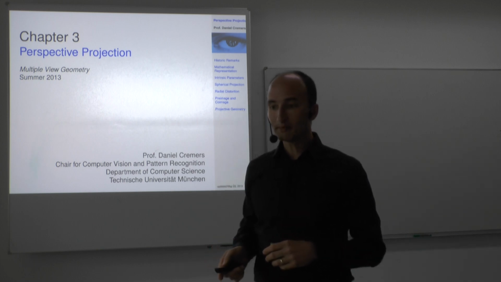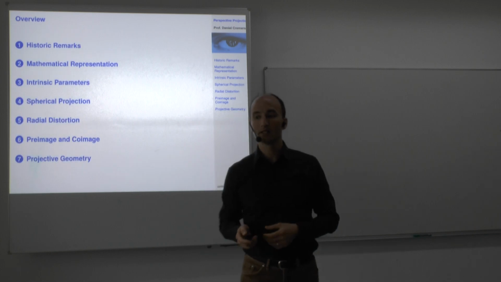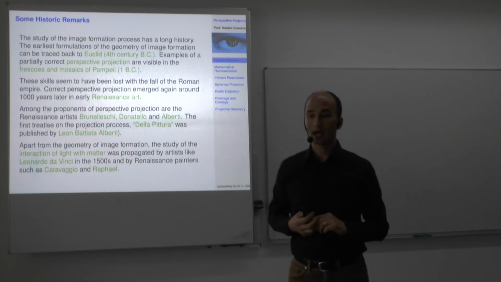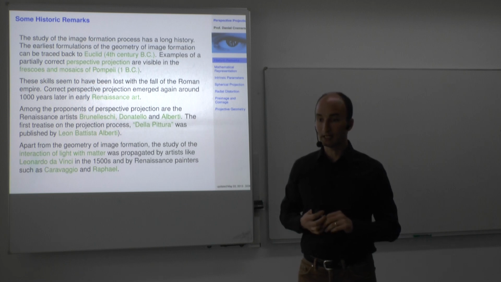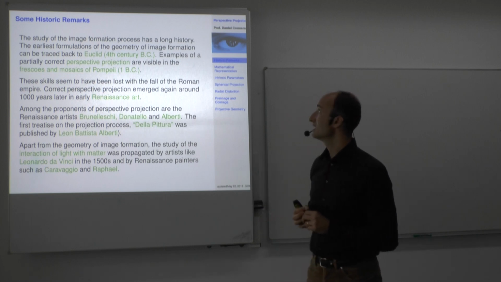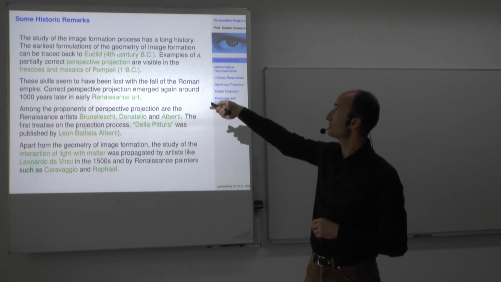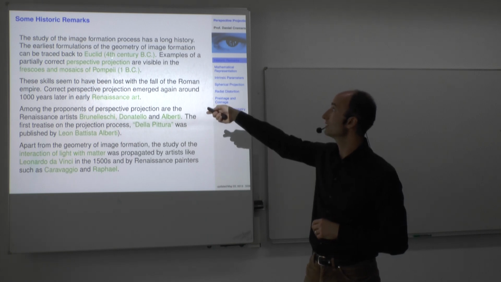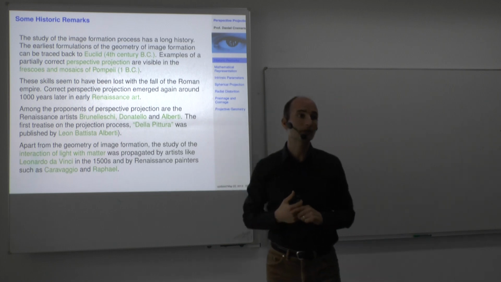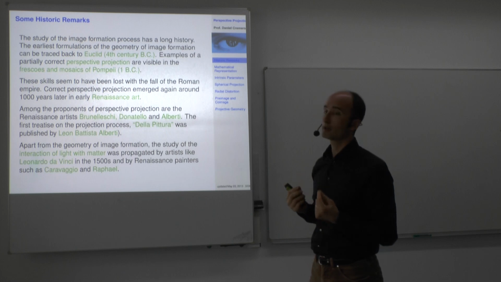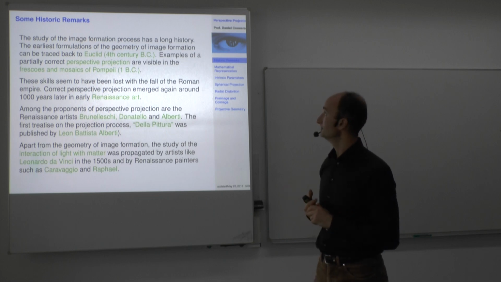Before I get started, maybe some historic remarks to start off. Perspective projection has a long tradition in history, in sciences. It actually goes back. Some of the earliest treatises of perspective projection are by Euclid in the 4th century before Christ. So more than 2,000 years ago, humans have thought about perspective projection.